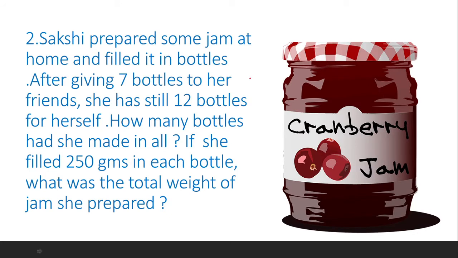After that, we have the next word problem. Sakshi prepared some jam at home and she filled it in bottles. After giving 7 bottles to her friends, she still had 12 bottles left for herself. How many bottles had she made in all? Now see children, we don't know how many bottles she made together. So let Sakshi have prepared X bottles. Out of that X, she gave 7 bottles to her friends, but after giving 7 bottles, she still had 12 bottles.